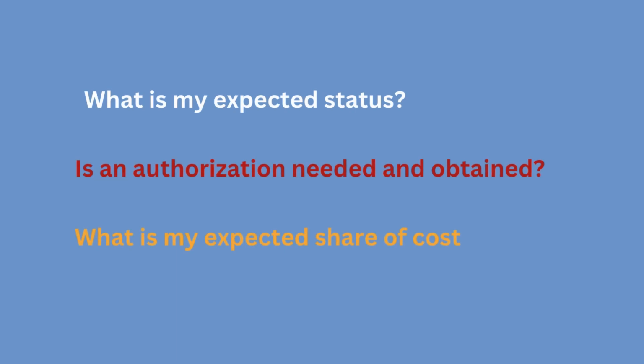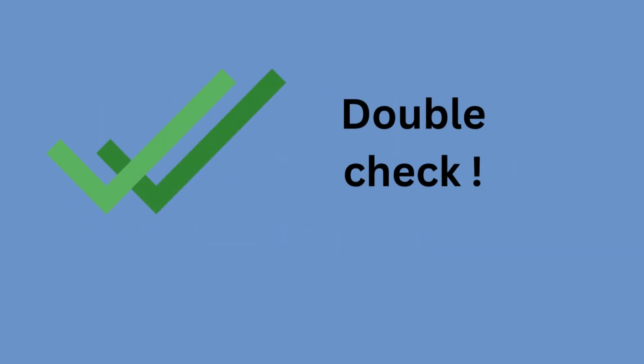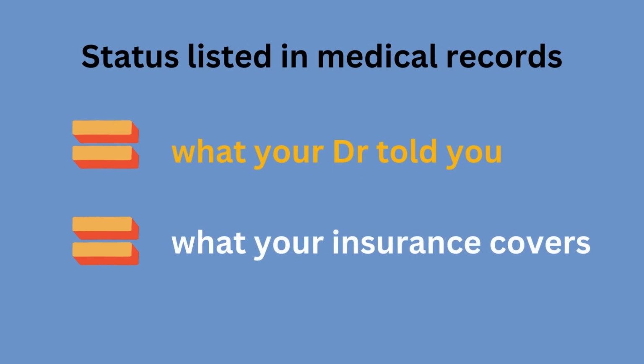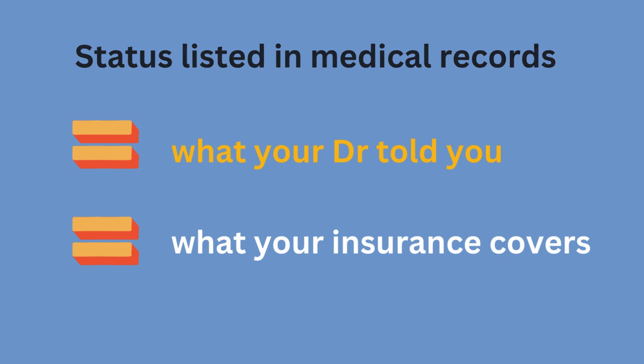If you have a pre-scheduled surgery, get confirmation of a status ahead of time and make sure to inform your insurance if you will be inpatient. Confirm with the ordering physician or the facility whether a necessary authorization is needed and has been obtained. Double check what the status is listed as final status on your medical records. It must match what your doctor tells you and what the insurance is being billed for, especially if your status was changed during the stay or if you have Medicare.